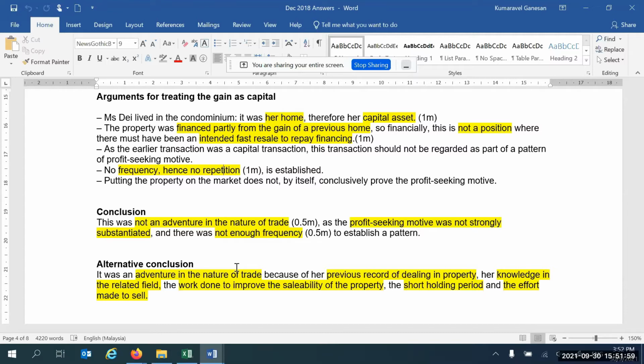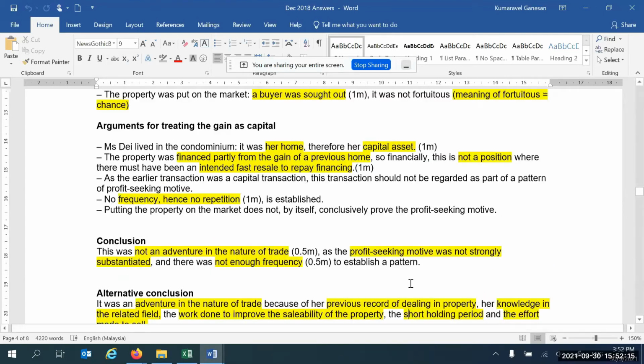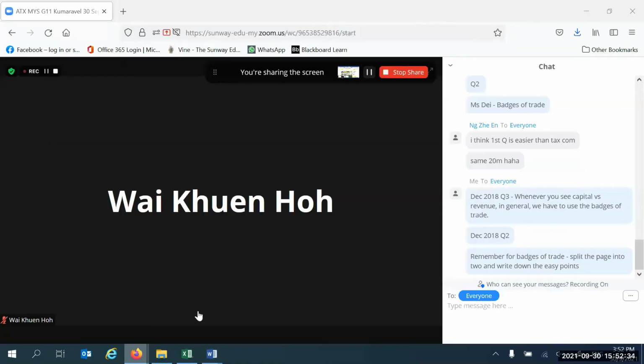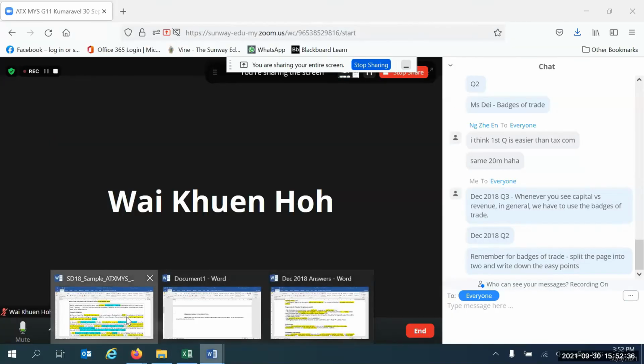Now, if two conclusions can be accepted, then you can write either one, you get the marks. So sometimes it's like that when it's sitting on the fence like this. But for me, I would prefer the alternative because of the short holding period. Some students are not able to do it. The main problem is they copy exactly from the question without elaborating. Cannot, you must elaborate a bit.